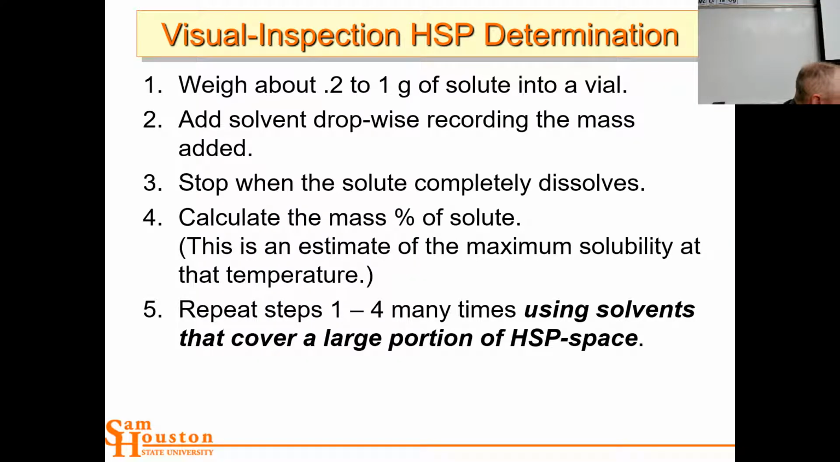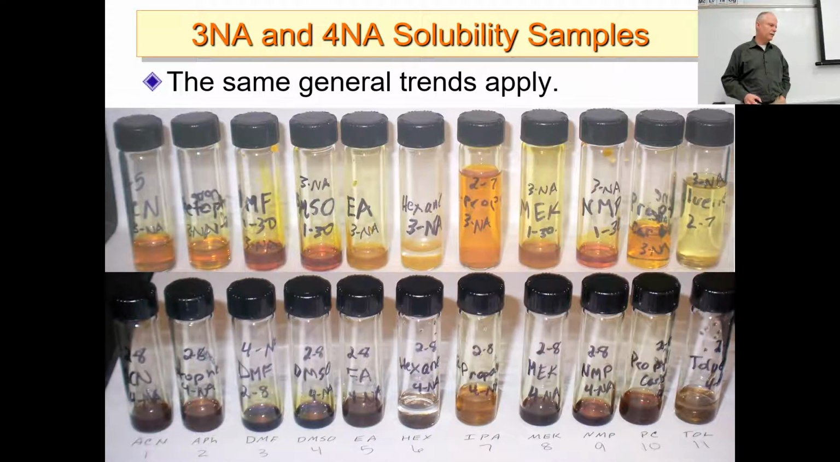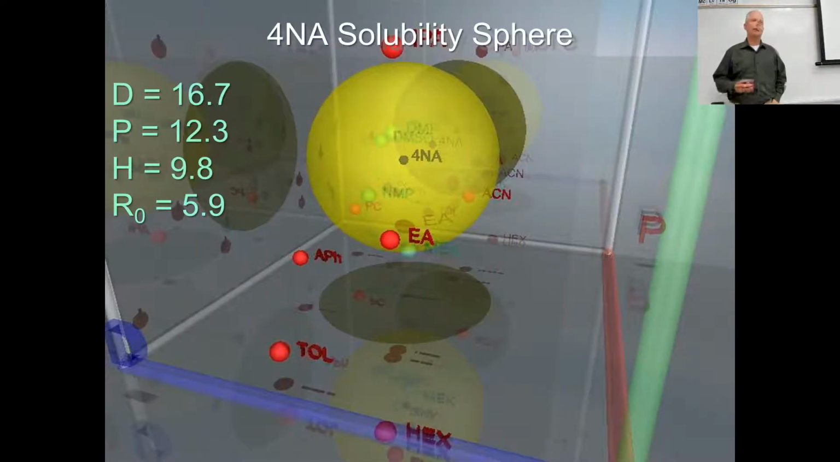So we went to the HSP determination that I talked about last time, where we weigh 0.2 grams into a vial, add the solvent dropwise, record the mass, and stop when the solute is homogeneously dissolved in the solvent. And so this was the data where we went through and we scored these, and we said anything above 19% solubility in this solvent was a good solvent. Anything less than that was a bad solvent. And so we came up with the solubility sphere. So see the last lecture for the Excel spreadsheet that goes with this analysis. And so that's our 4-nitroaniline solubility sphere.